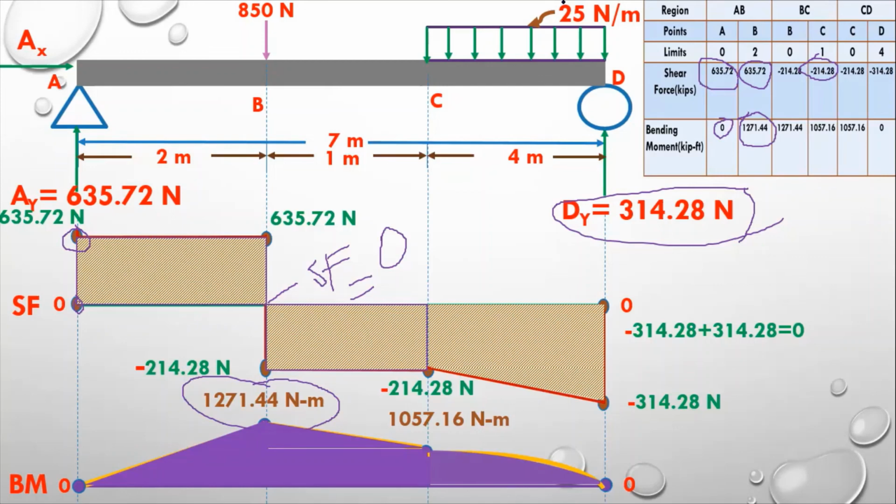But keep it in mind, the maximum bending moment is wherever we have shear force equal to 0. So shear force is 0 here on this portion. So we are getting maximum bending moment here, which is 1271.44, and obviously it is the largest value. So hopefully it will be clear to all of you.